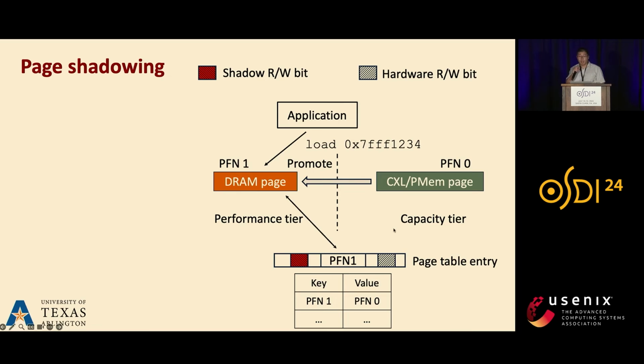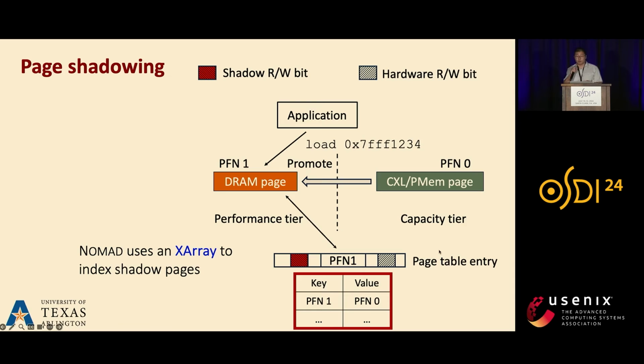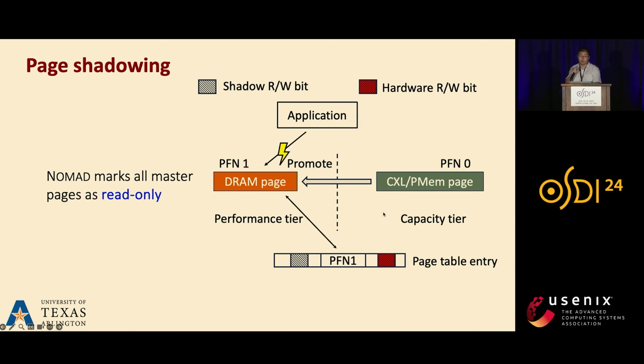As shown in this figure, after a page is promoted to DRAM, Nomad builds a key-value store to map between the master page in DRAM and the shadow copy in the CXL or PMEM. The biggest challenge is to track if there are any updates to the master pages so that the corresponding shadow pages can be invalidated. To track updates to master pages, Nomad sets all pages in the first tier which have shadow copies to be read-only, and uses a shadow read-write bit in the page table entry to record the original read-write permission of the master page.